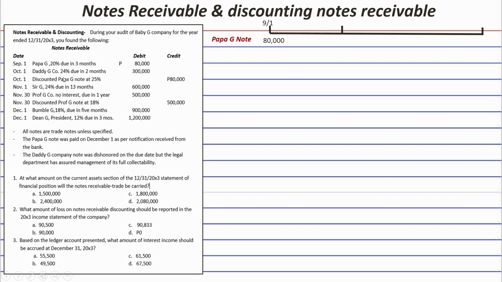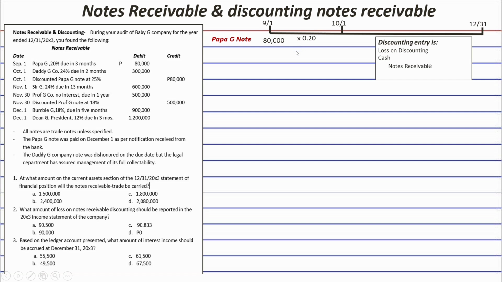And then, as you can see here, on October 1, Papa G's note was discounted, meaning we have to do this entry. Okay? So let's put amounts. Let's start with the credit notes receivable. So you cannot put here 80,000 only because you are entitled to receive 1 month interest from this September 1 to October 1. So we need to get that interest. Okay? So 80,000 times 0.20 or 20% because according to here, the note is bearing interest of 20%. Okay? Now, if you solve that, that's 16,000.